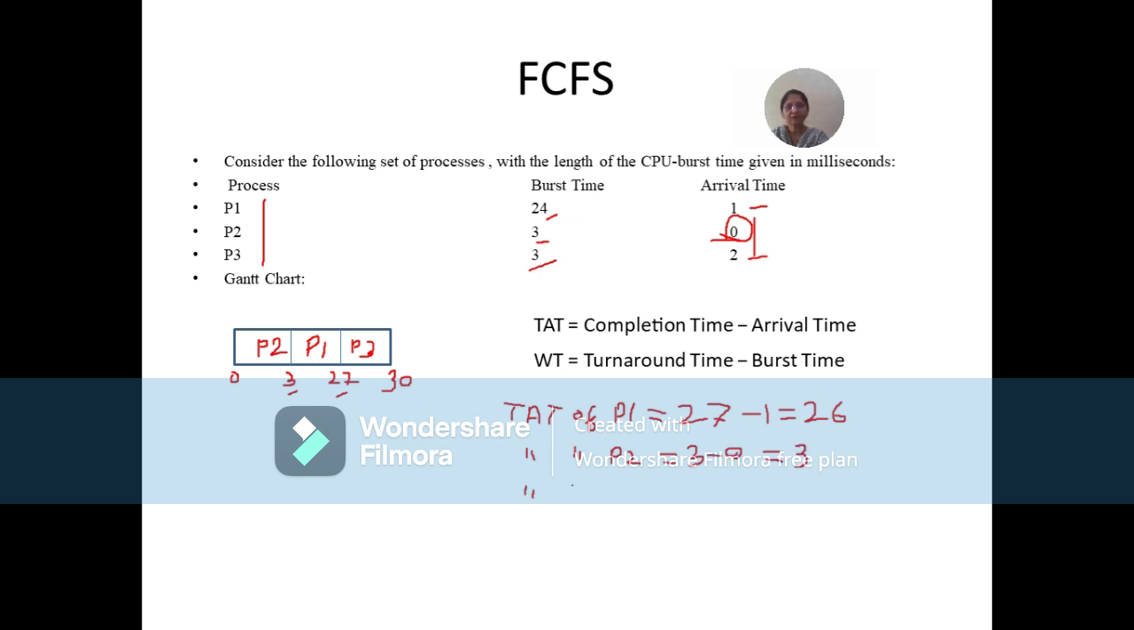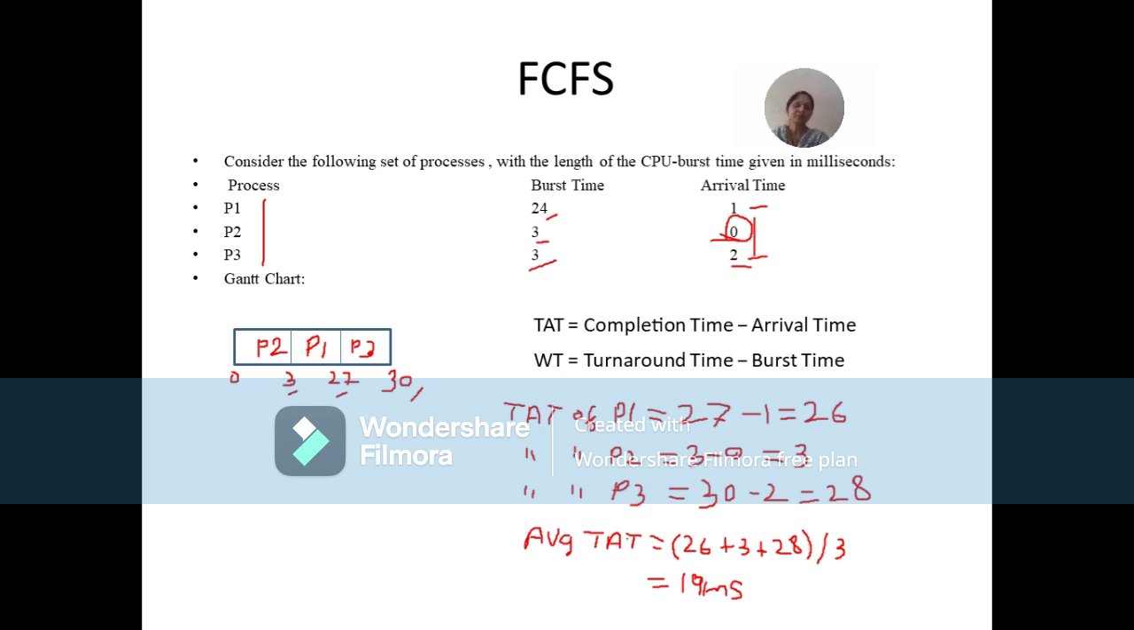Let's calculate the turnaround time of process P3. What time was process P3 completed? Process P3 was completed at time 30. So process completion time is 30 minus arrival time. What time did process P3 arrive? It arrived at time 2. So 30 minus 2. And now we have to calculate the average turnaround time. This is equal to 26 divided by 3, so that is 19 milliseconds. This is how we have calculated the average turnaround time.